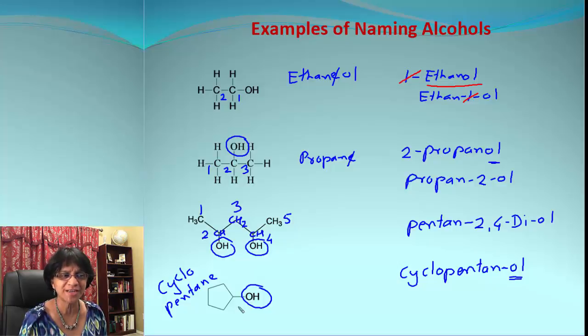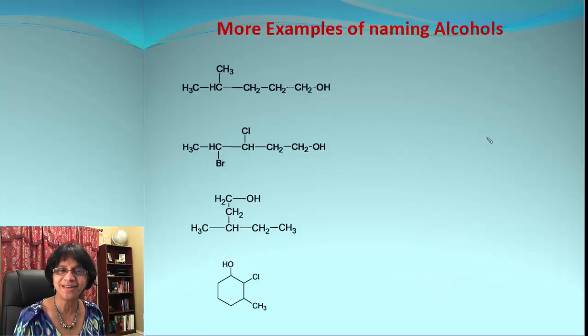Now there is no need to write down this carbon atom number as 1 because we only have one OH group. Are you finding this quite easy? Let's move on to more examples now.